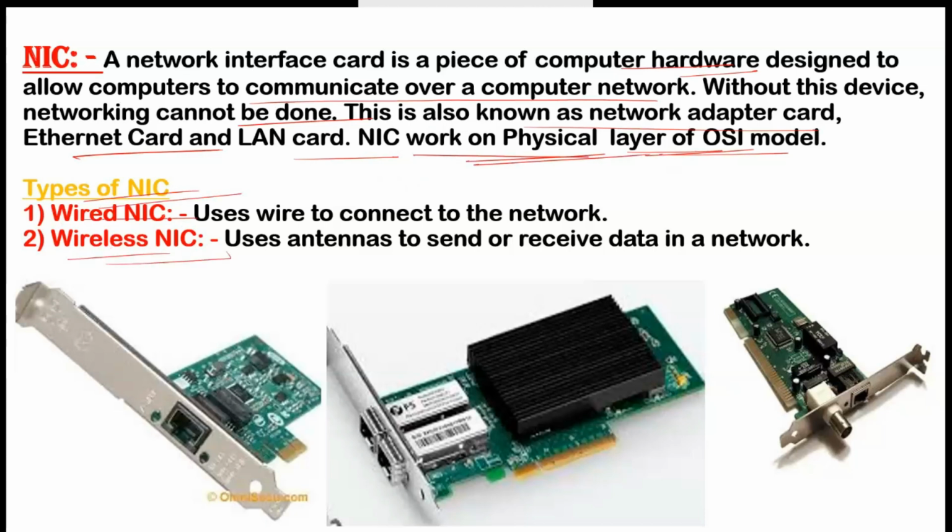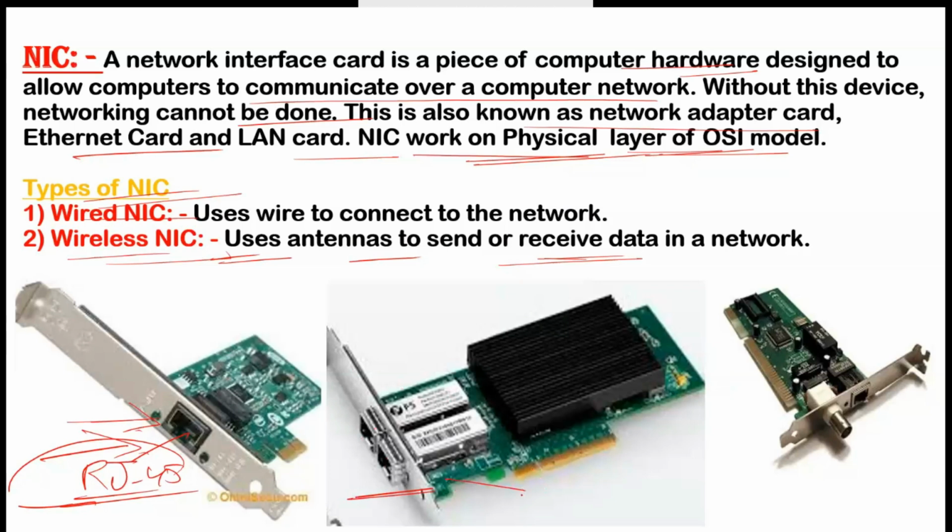Types of NIC: we have wired NIC and wireless NIC. A wired NIC is used to connect a wire to your machine. A wireless NIC uses an antenna to send and receive data in a network, used by wireless networks. And here we have the picture. Here you can see different types of wired NIC. The first one is for the twisted pair. There is the RJ45 port, and in the picture you can also see it, if you haven't seen this type of port. That is called the RJ45 port. It is used for the twisted pair, UTP or STP cable.